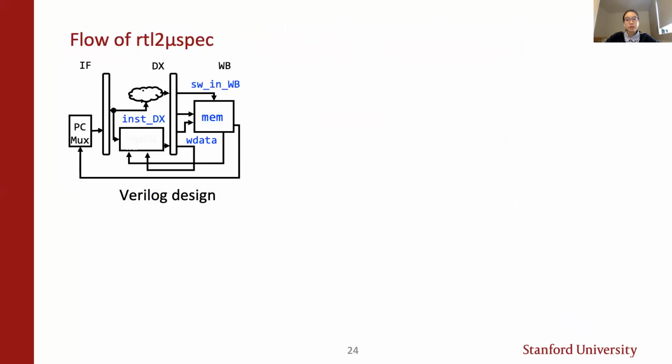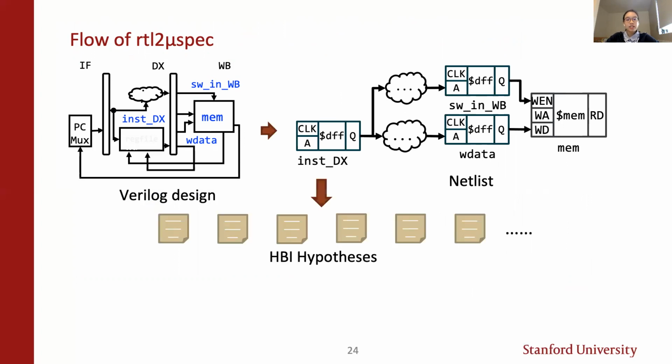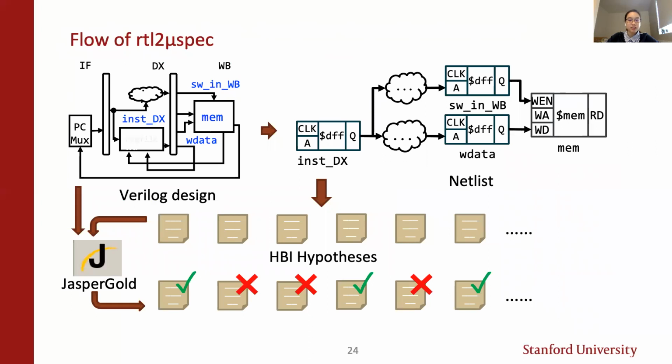Now, with the knowledge of the building blocks, we present an overview of RTL to μspec. We take in as input a Verilog design, use a commercial tool to parse it into a netlist, then RTL to μspec analyzes the netlist and generates a set of hypotheses, which are basically an over-approximation of all HBIs. The hypotheses are embedded as properties to query JasperGold against the Verilog design.